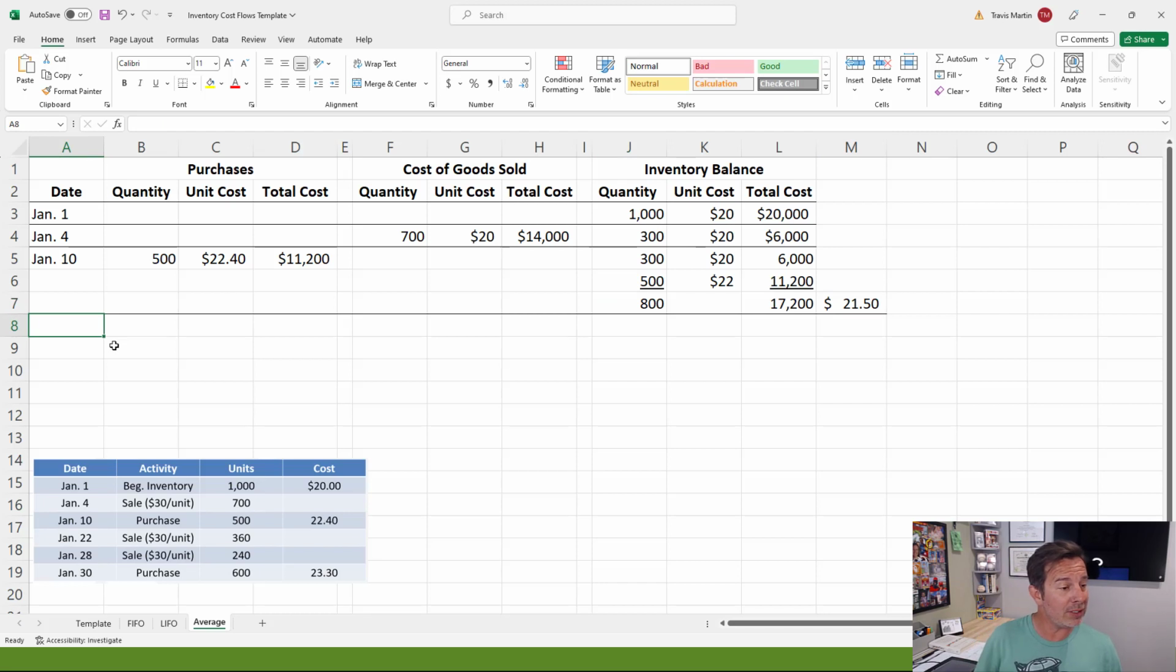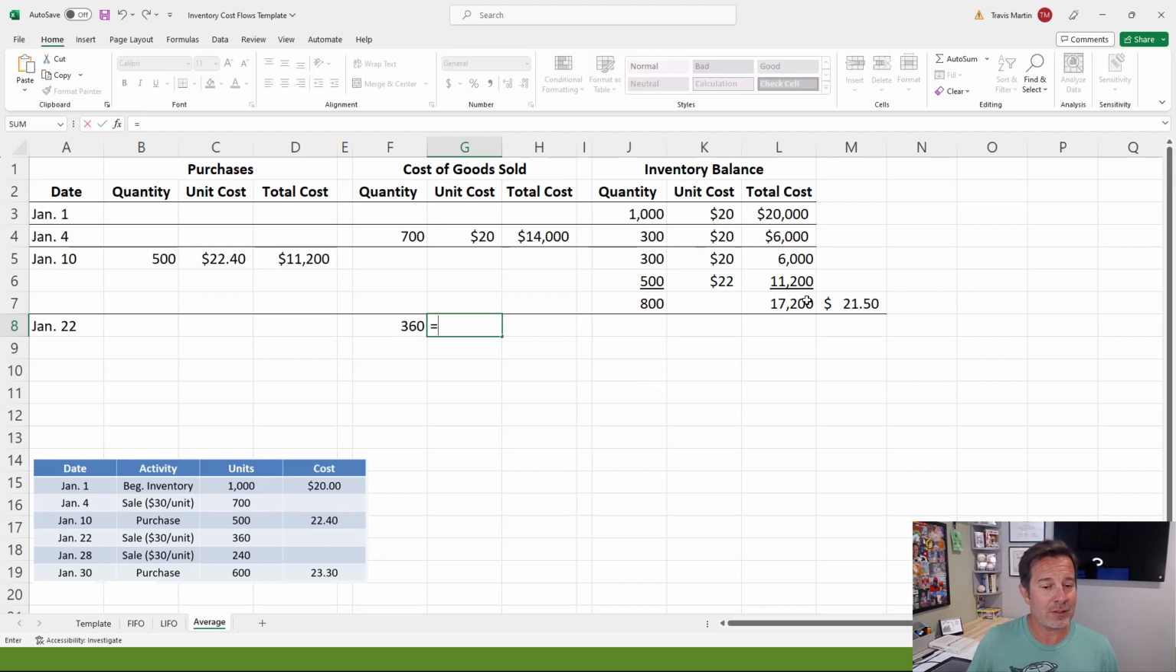Now we move along to January 22nd. We sold 360. Again, ignore the sales price. The cost is $21.50, the average amount, so we're going to pull that number in here. We sold 360 at $21.50.